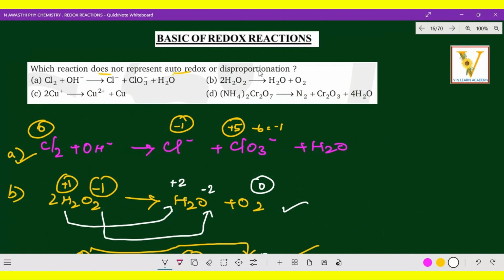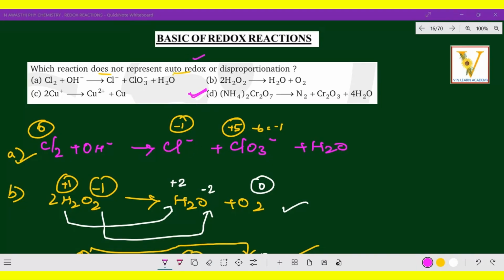That means not disproportionation. So (NH4)2Cr2O7, please remember NH4 means it is plus 1. So in that way you can bring it. Okay, come on. Which is the correct option among these? So this is the correct option. Yes, this is the correct option. Now other than that, these are all correct equations for redox reaction. Hope you got the clarity.